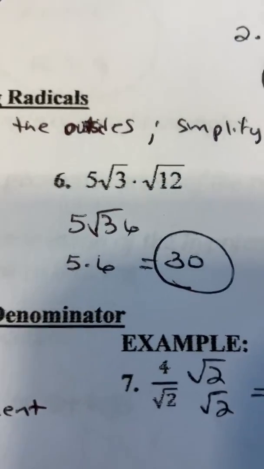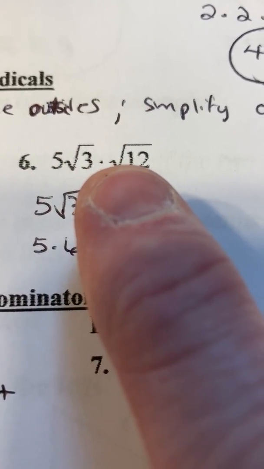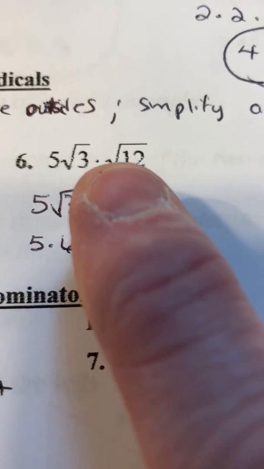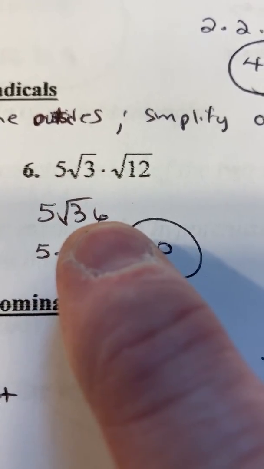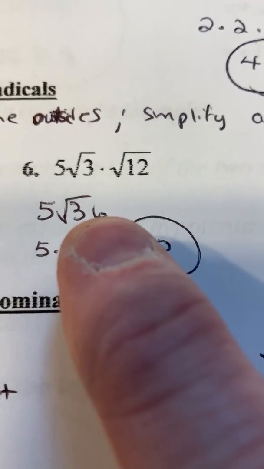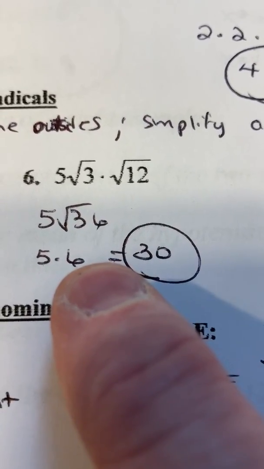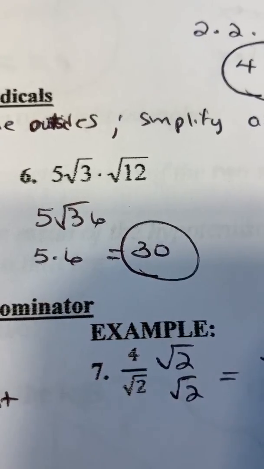Moving on to example 6. 5 times, oh, there's no number there, so it's a 1. That was intentional. If there's no number, it's a 1. 5 times 1 is still 5. 3 times 12 is 36. Square root of 36, that's a perfect square. Ding, ding, ding. Is 6. 5 times 6 is 30.